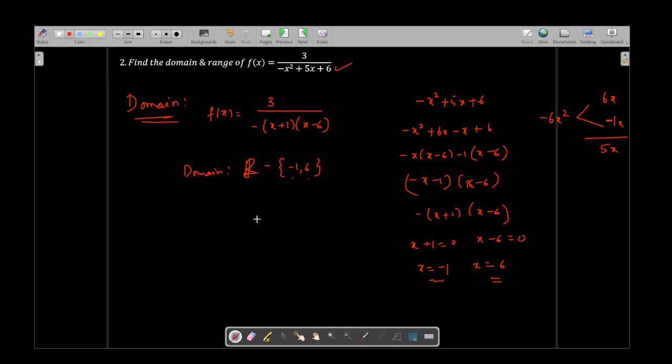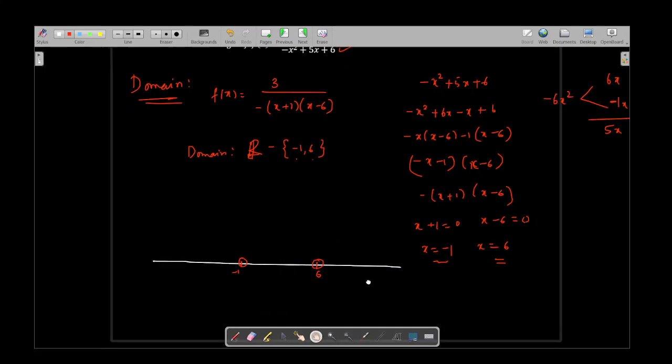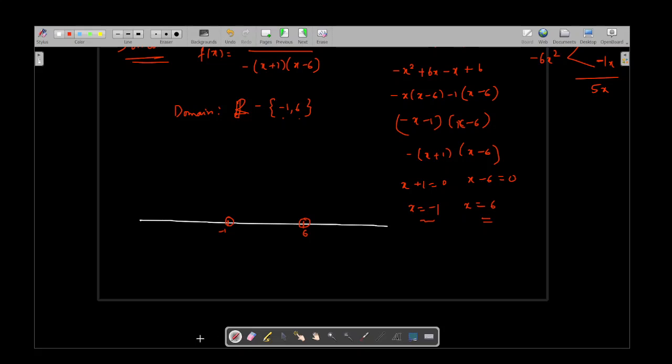Next, in order to find the range, let us try to plot this function. Start like this. At minus 1 we have a root. At plus 6 we have a root. At these points, the domain does not exist. Let's write dotted lines over this.